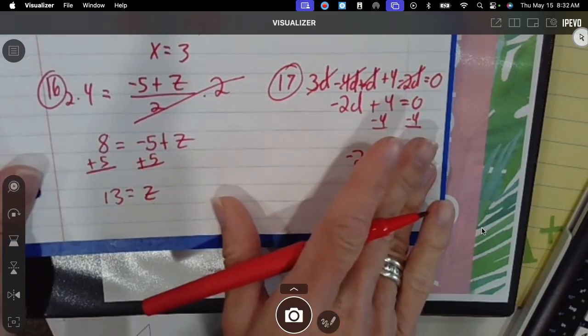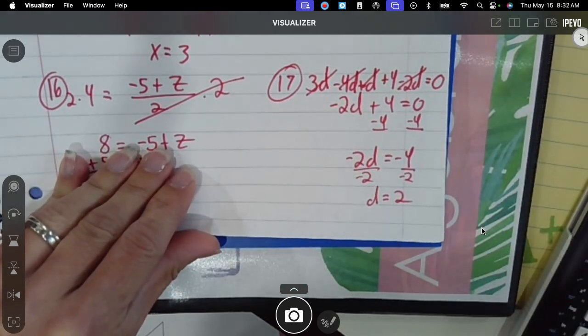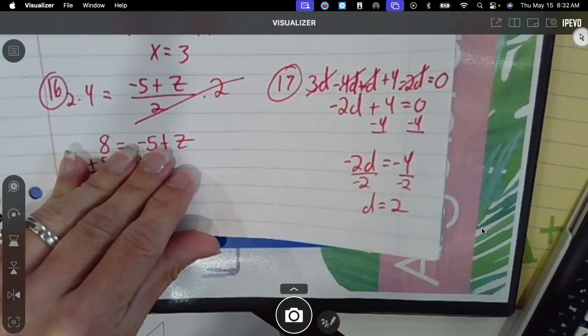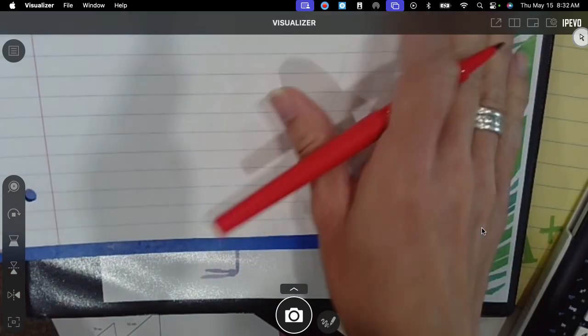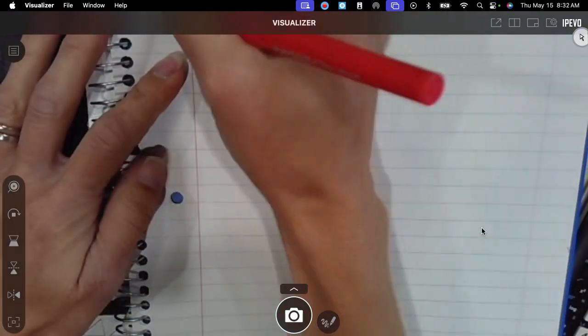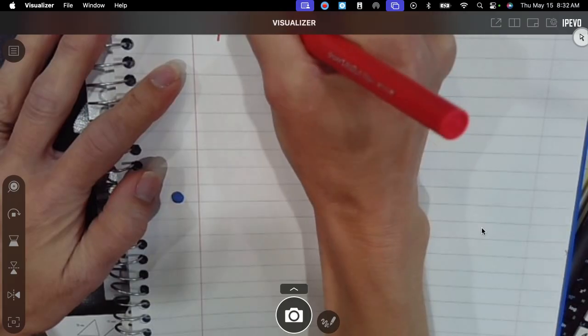Okay, still copying? Okay, number 18. We have -9 over y equals 2 over 12.